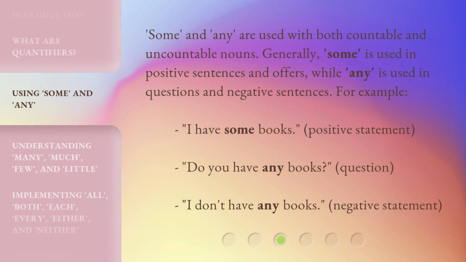Some and any are used with both countable and uncountable nouns. Generally, some is used in positive sentences and offers, while any is used in questions and negative sentences. For example, I have some books. Positive statement. Do you have any books? Question. I don't have any books. Negative statement.